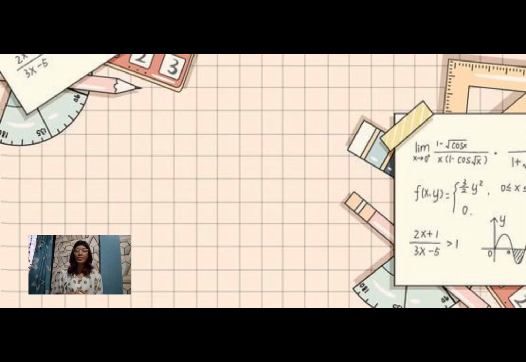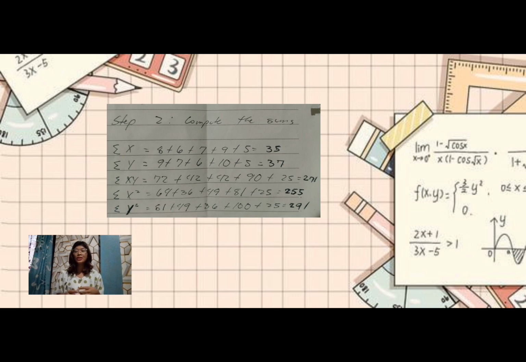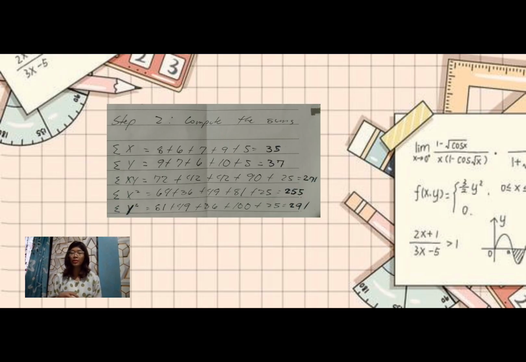So in step 2, we will compute the sums. Let us solve x first. In x, we have 8 plus 6 plus 7 plus 9 plus 5 equals 35. And in y, we have 9 plus 7 plus 6 plus 10 plus 5 equals 37. And in our xy, 72 plus 42 plus 42 plus 90 plus 25 equals 271. And so on. We will add them one by one in xy, x squared, and y squared.